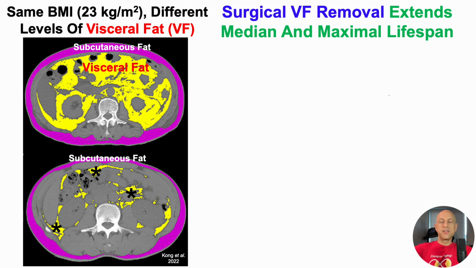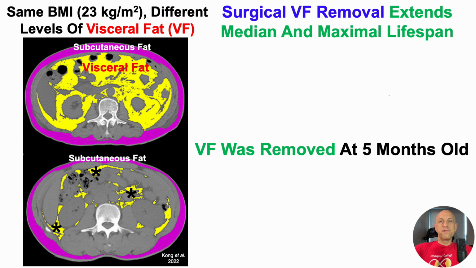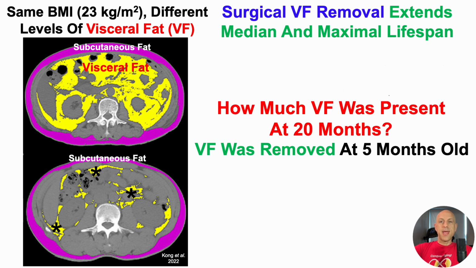So before jumping into the survival curves, it's important to show some of the details for this study. So visceral fat was surgically removed when the rats were 5 months old. And then at 20 months old, how much visceral fat was present? And that's important because this is a longevity study. So if they removed the visceral fat at youth and then the visceral fat grew back, then we really can't assess the effect of visceral fat removal on longevity if most of it accumulated over time.